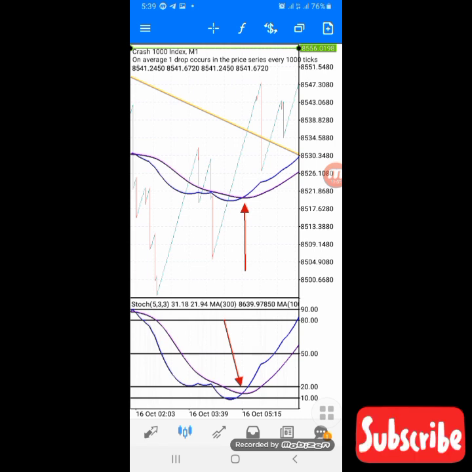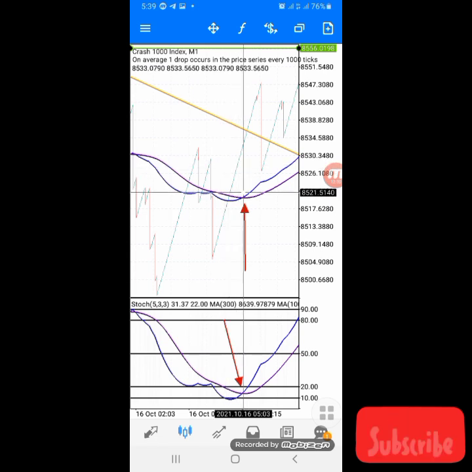So you take your entry around this point here, when there is a crossover here and here. So you see that you should enter the trade here. You can decide to take up to 10 pips, 10 candles, or even more than that. All right, you see that you can take your entry here.